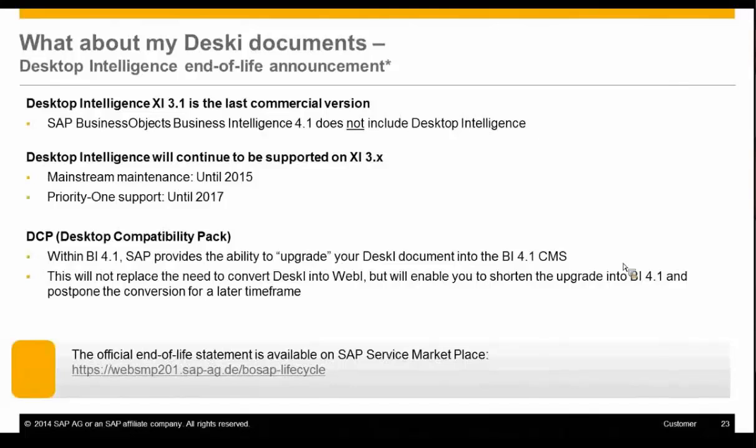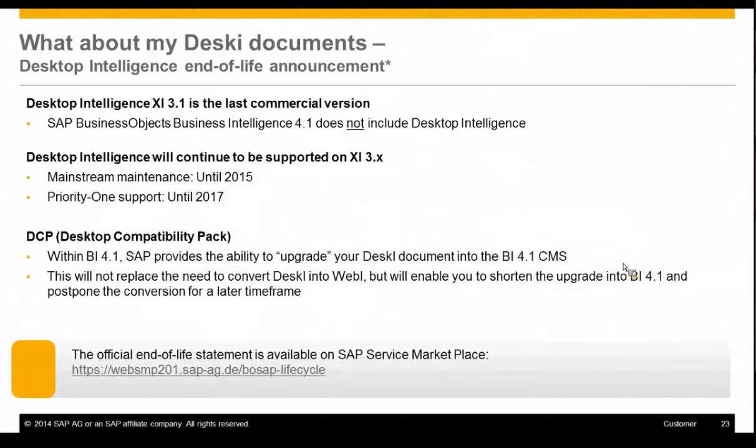Whenever I go to a customer who is on 3.1 or R2, I'm sure that's true for you as well, because in the poll I see more than 40% of you mentioned desktop intelligence as one of the reasons why you are not upgrading to 4.1. To address the gap, we provided a desktop compatibility pack, which will help you bring your Deski documents to the 4.1 repository. Then from your 3.1 client, you can access the Deski documents which reside in 4.1.